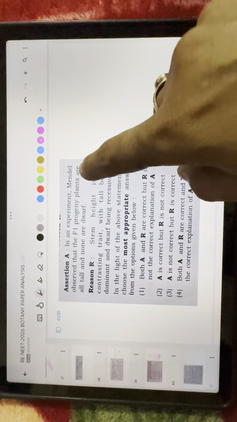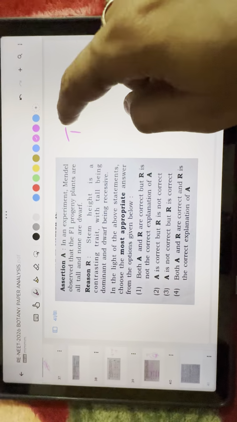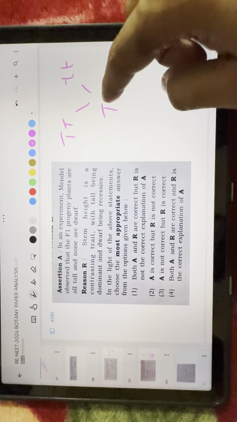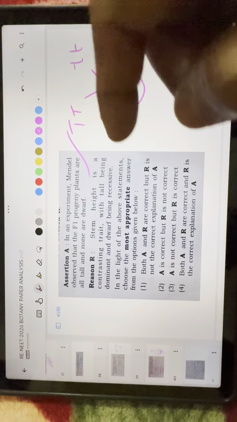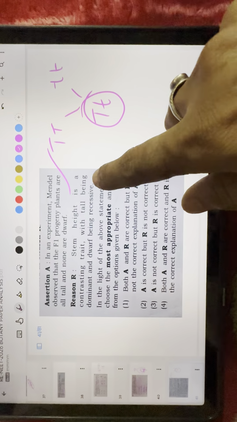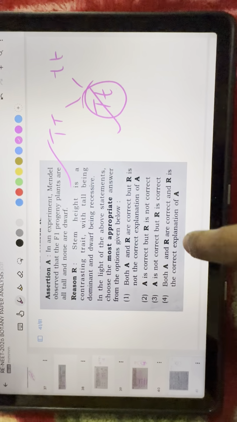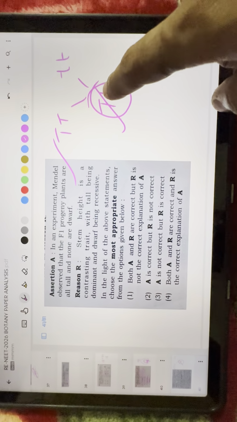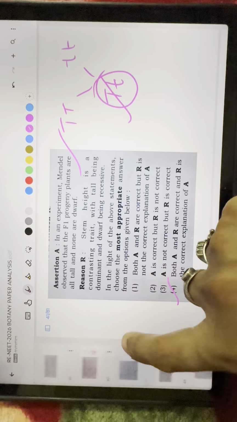Next, in an experiment, Mendel observed that the F1 plants were all tall. Capital T crossed with small t gives capital T and small t, so that is correct. All of them are tall plants and none of them are dwarf. Stem height is a contrasting trait, with tall being dominant and dwarf being recessive. Yes, the explanation is also correct, because it tells us the reason why all of them are tall. The fourth option is correct.